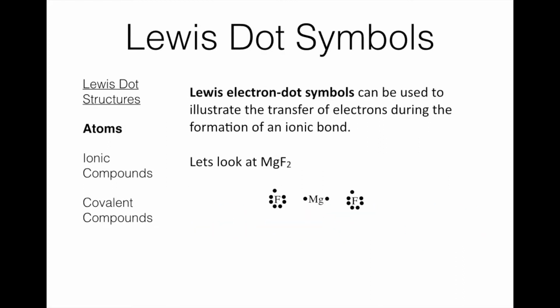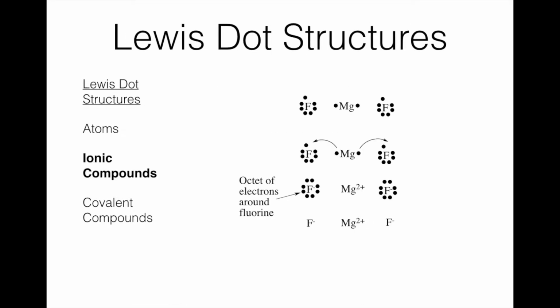So we can use Lewis dot structures to illustrate how electrons are transferred during the formation of an ionic bond. We'll use magnesium fluoride as an example. Fluorine has 7 valence electrons each, and there's 2 of them. Then magnesium has 2 valence electrons. Those 2 valence electrons in magnesium can be transferred to the fluorine. 1 would go to each one of the fluorines.